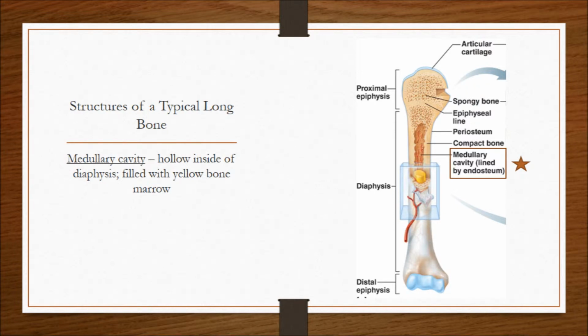So we were talking about a hollow cavity that's inside the diaphysis. That's called the medullary cavity, and it's usually filled with yellow marrow. Think about that chicken leg. Have you ever broken it open? Well, if not, next time break it open and you'll see that cavity.